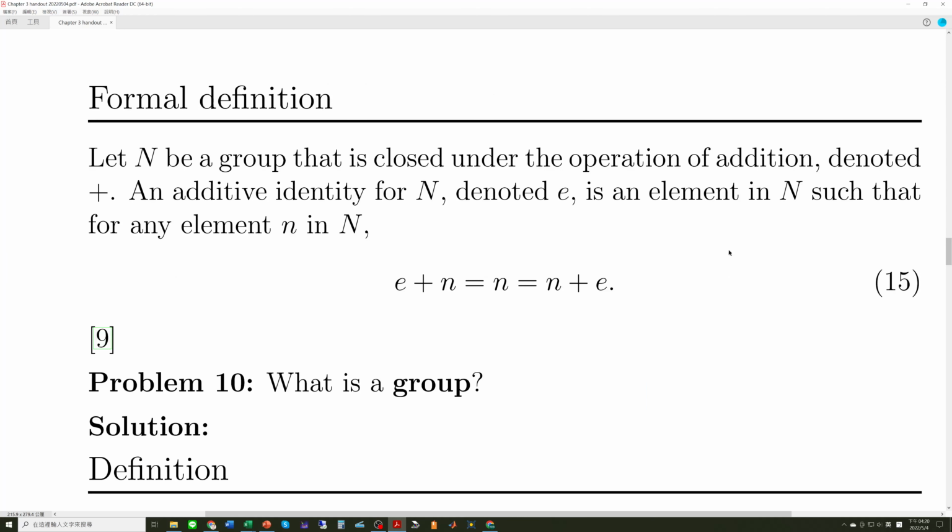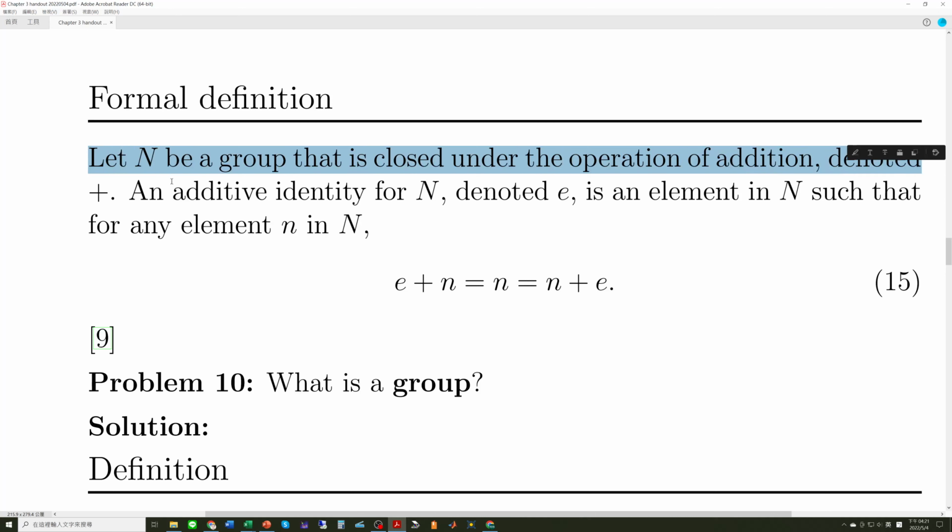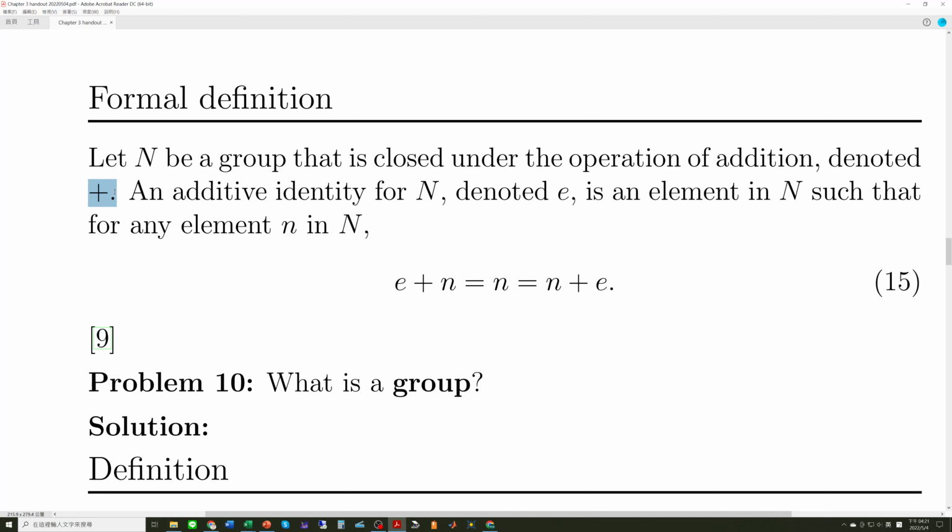Okay, formal definition. Let N be a group that is closed under the operation of addition, denoted plus. An additive identity for N, denoted E, is an element in N such that for any element n, small n in capital N, E plus small n is equal to small n is equal to n plus E.